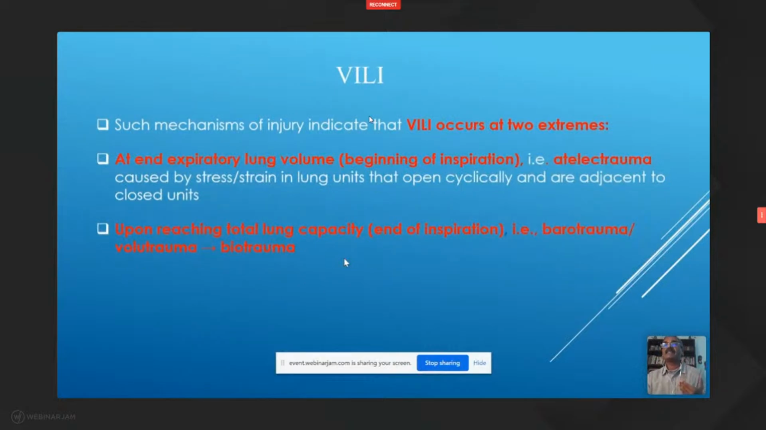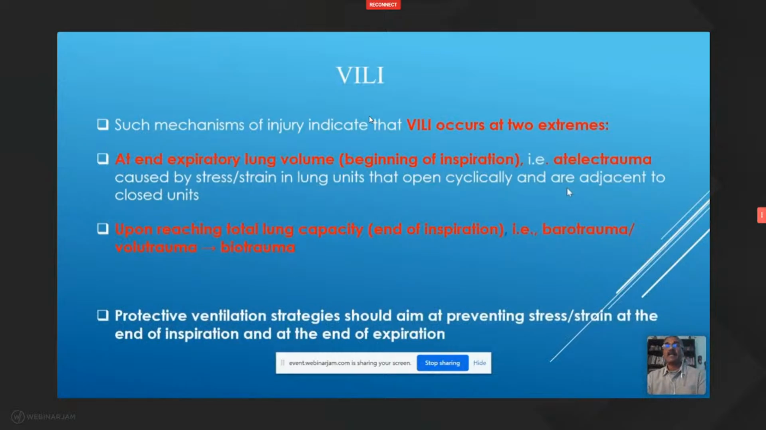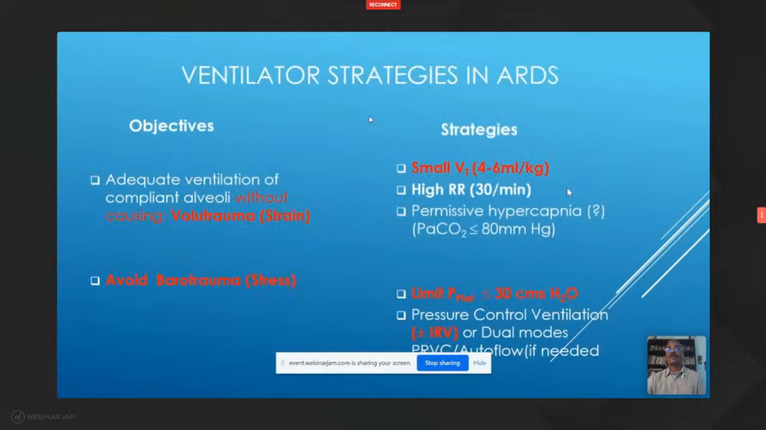And to remember, VILI occurs at the two extremes: at the beginning of inspiration, atelectrauma, and upon reaching total lung capacity, at the end of inspiration, there could be barotrauma and volume trauma. And lung protective ventilation should aim at preventing the stress and strain at both ends of the respiratory cycle. So what do you do?